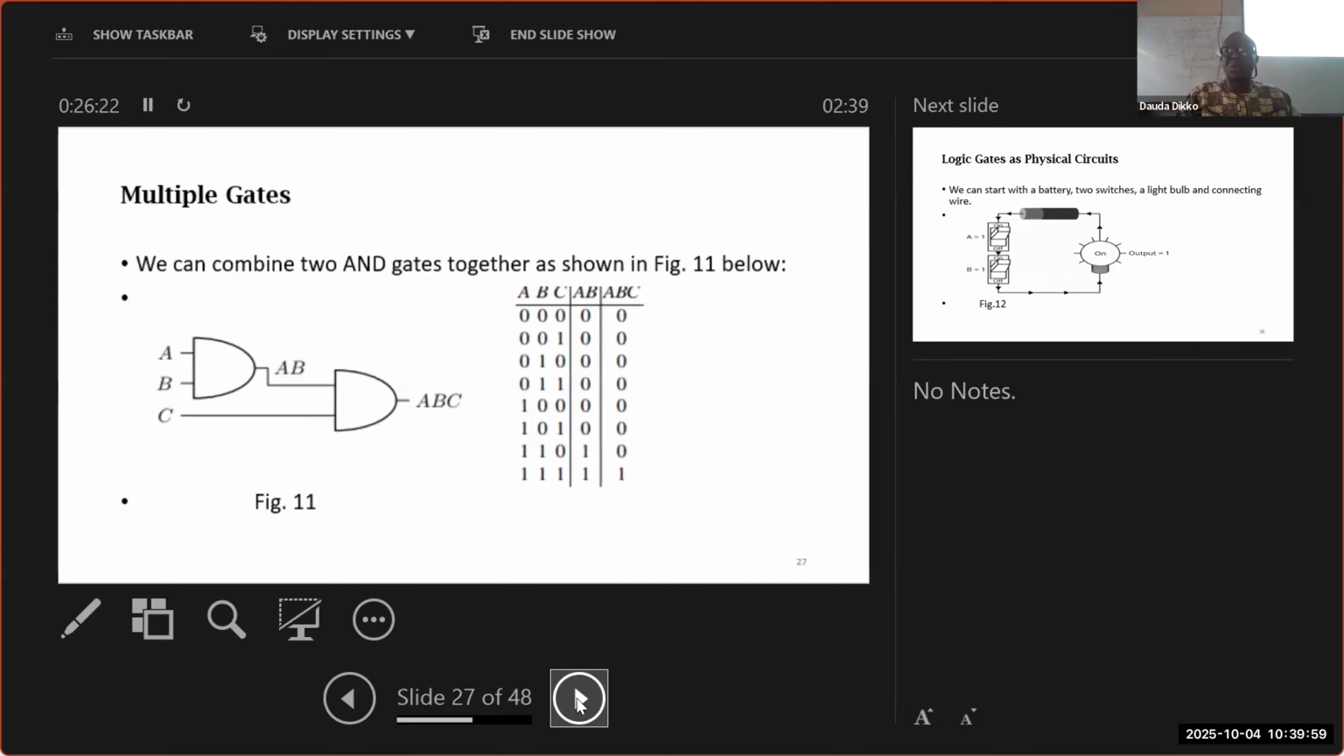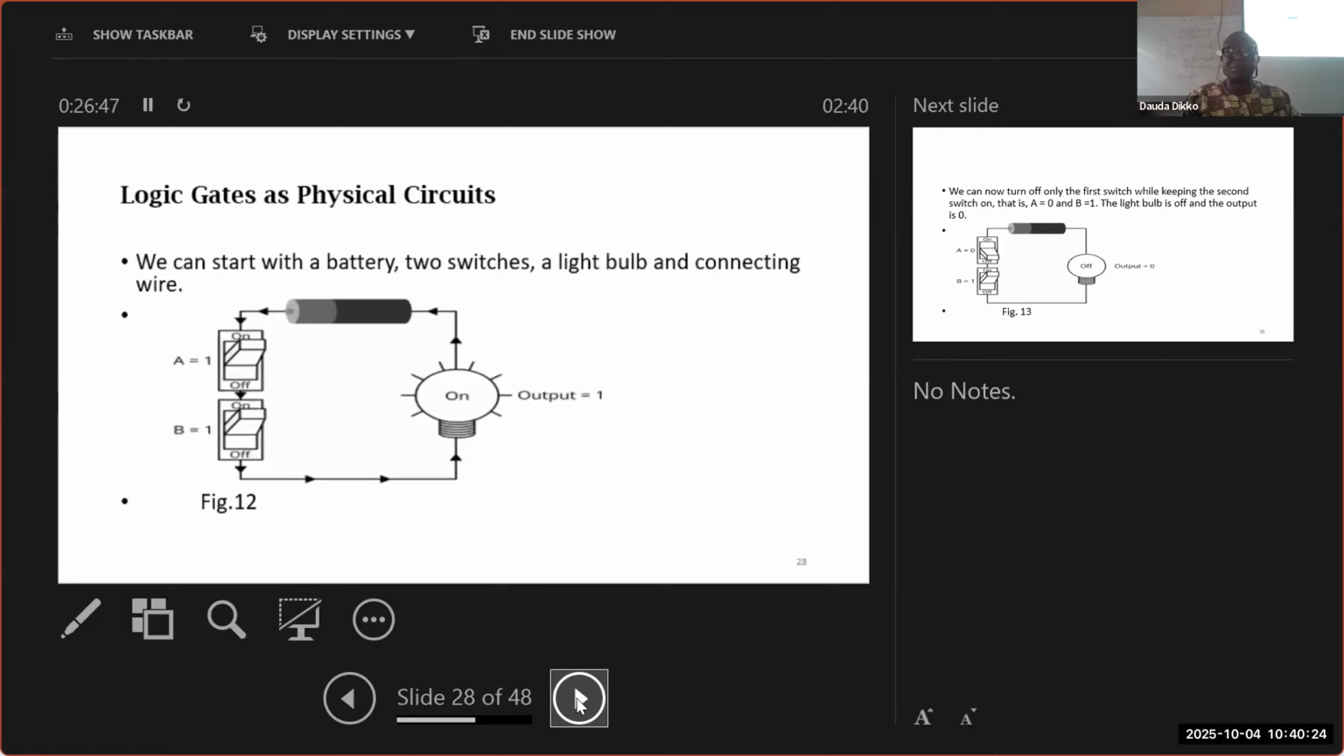Then it is possible to combine 2 AND gates together. If the first one has inputs A and B, the output is AB. Then if you now combine C with that output, you have ABC. And that is an example of a multiple gate.